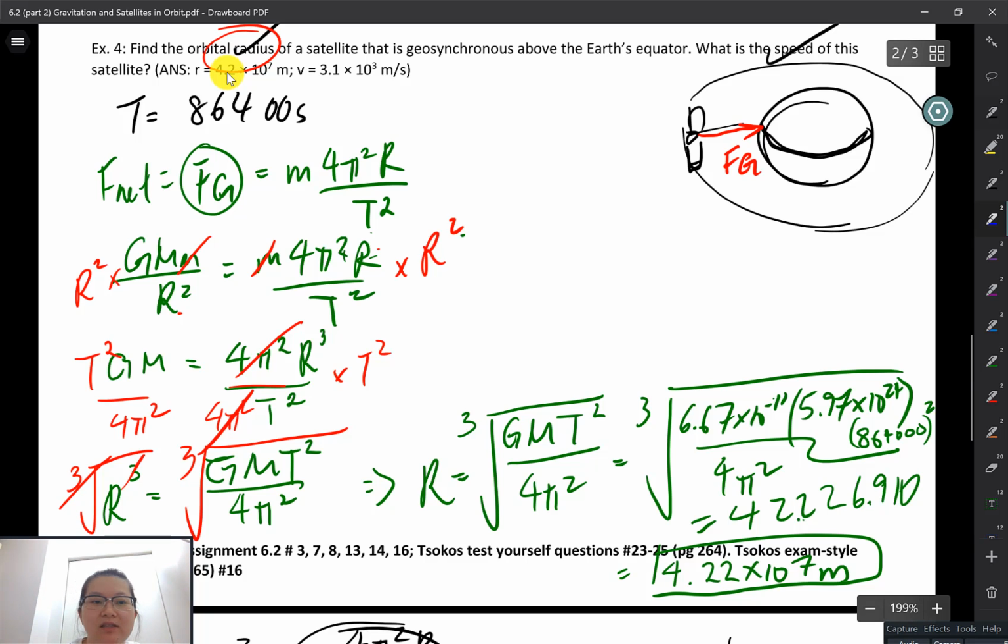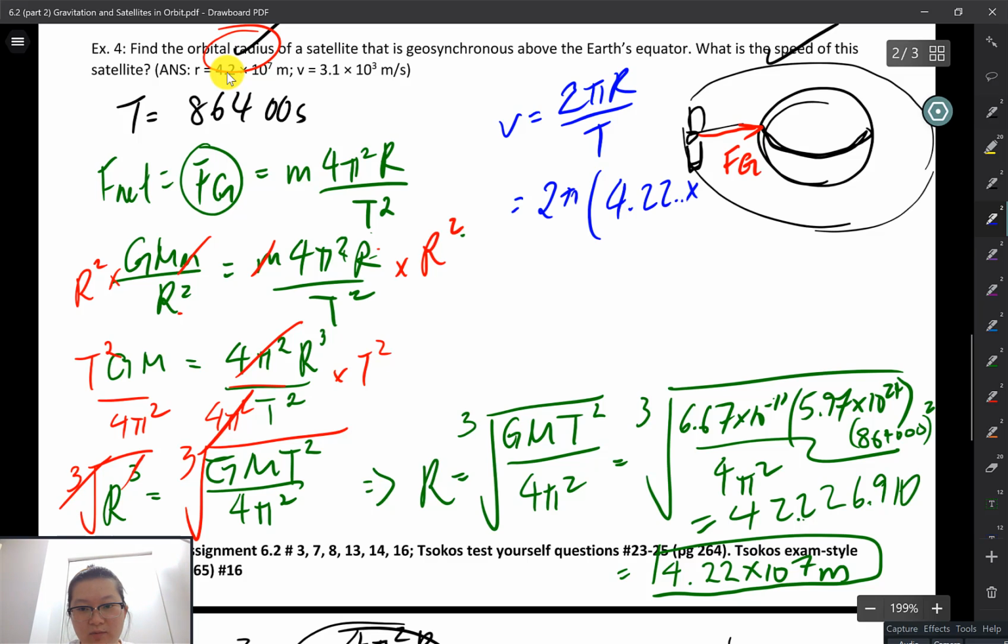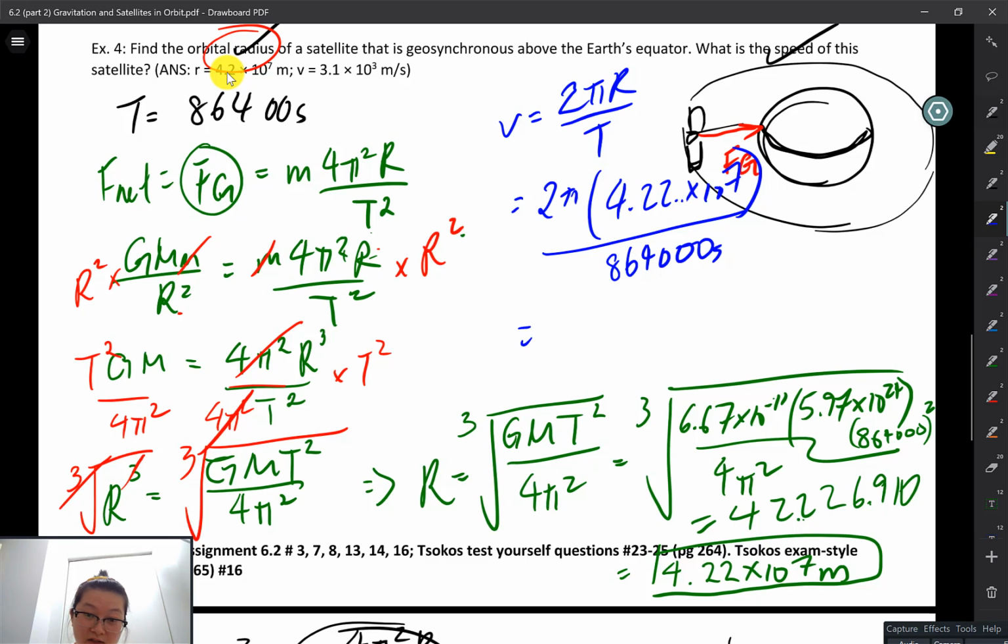We can then find the orbital speed using this one, 2 pi r over period. Okay, so then we use this one a lot. This is 2 pi. We found the orbital radius is 4.22 times 10 to the power of 7, and then divided by period, which is 86400, which is the 24 hours. Okay, so then we put this one into the calculator.